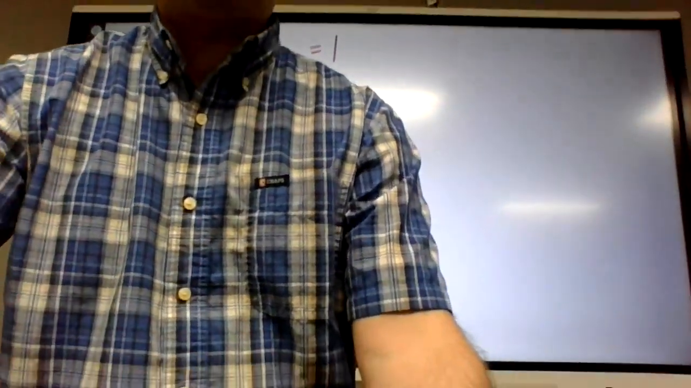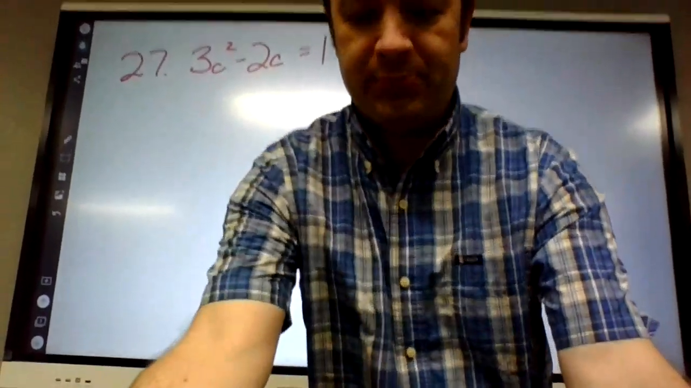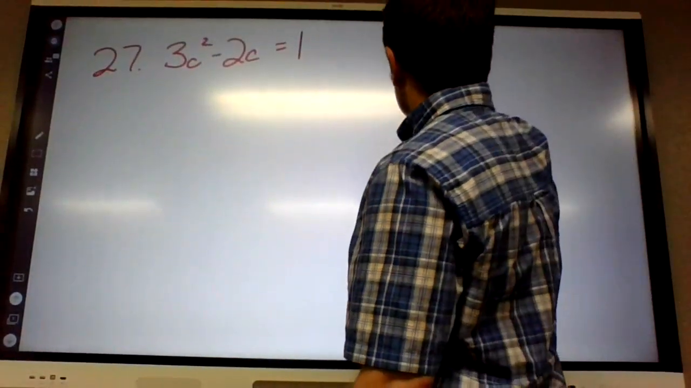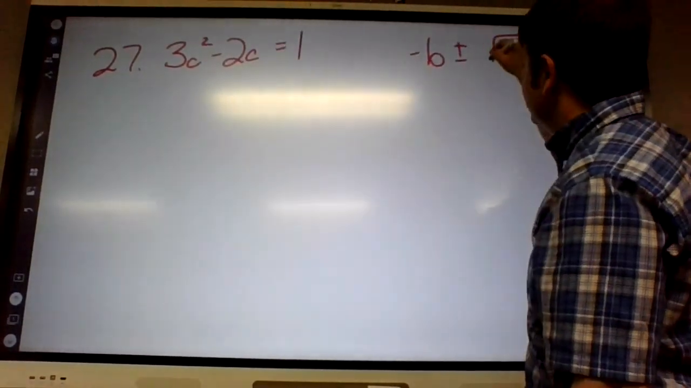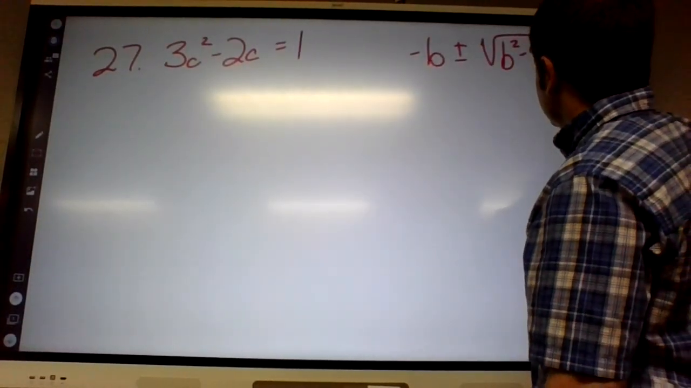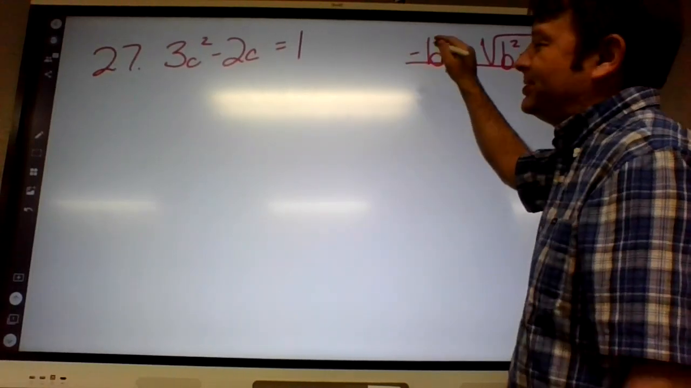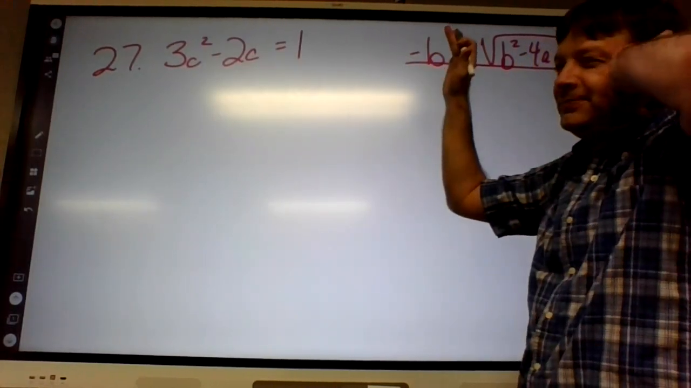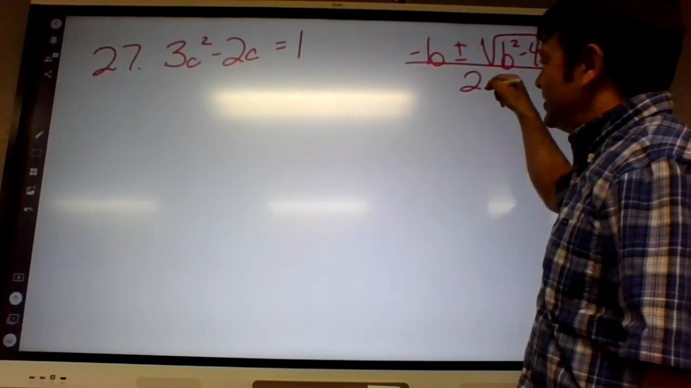Can you guys tell me what the quadratic formula is? Negative b plus or minus the square root of b squared minus 4ac, over 2a.